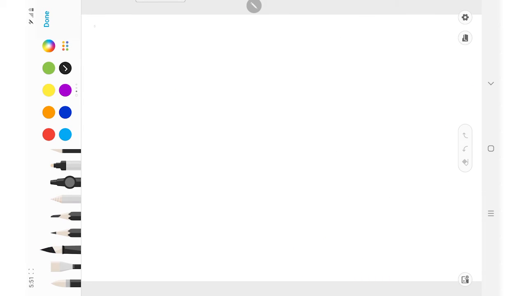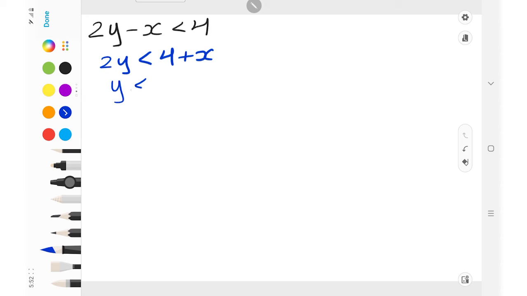Okay, now for my last example for today: 2y minus x less than 4. Here I want to rearrange my equation first. I want to leave the y alone, to make y the subject of the formula. So 2y will be less than 4 plus x, so y will be less than 2 plus half x. For now I will do the x and y intercepts, but you can see in my paper that the table will be at the end of the video.